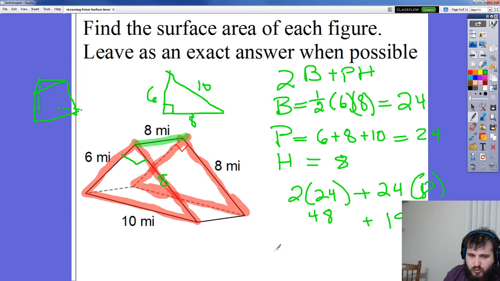So now we're going to add these two together to get our surface area. We got 48, we got 192. 8 added over here, that's 200. So we got 240 for our surface area, and our units are in square miles.